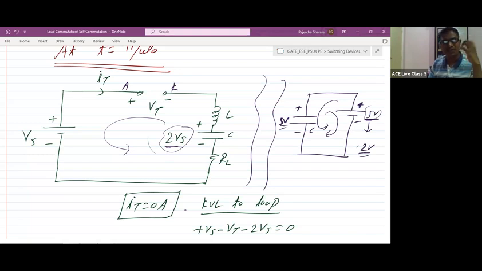If the current flowing through the inductor is zero after t equals pi by omega 0, then what about the change in the current? The change in the current is zero, because the current is zero for all the remaining time. So di will be zero, 0 minus 0. So your L di by dt, that is the voltage across the inductor, will be zero only. Is this clear?